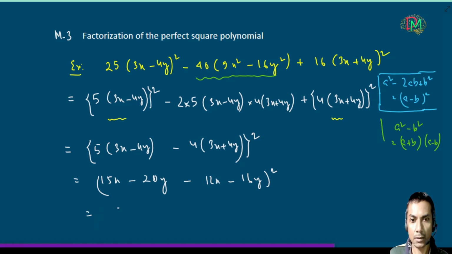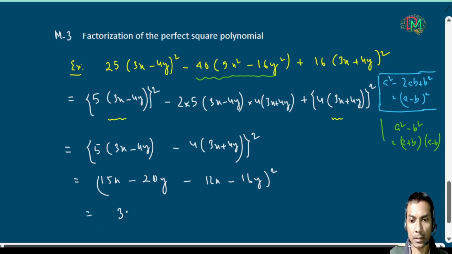Next step is, 15 minus 12, so that is 3x, and here it is what, that is 36y, sorry, 36y, a whole square. Clear?